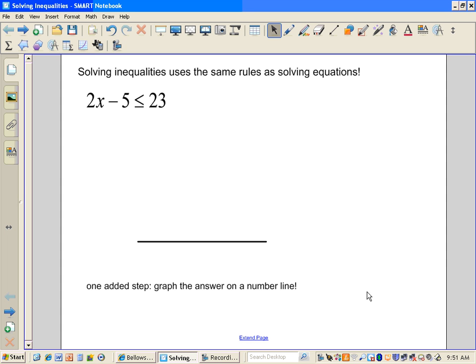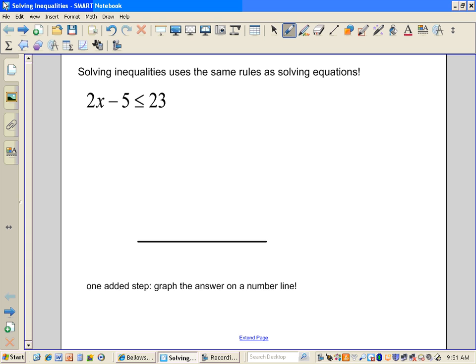Okay, another quick video here, and the reason this is a quick video is because we're really relying on a lot of the things we already know how to do. When we solve an inequality, it's just like solving an equation, except instead of an equal sign, we have a less than sign, a greater than sign, a less than or equal to sign, or a greater than or equal to sign. So it's just the sign that's different, not the process.